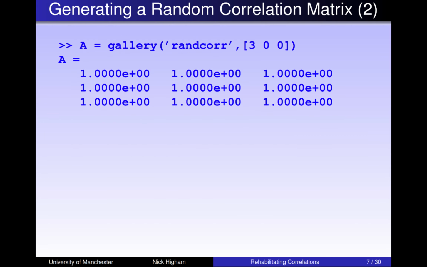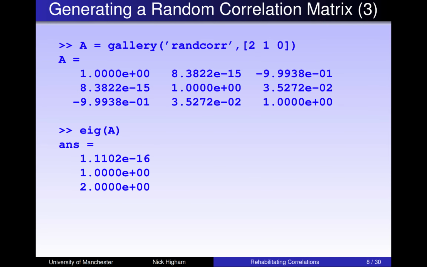Another special case would be to set the eigenvalues to 3, 0, 0. Again, they add up to 3, so these are allowed. So this is going to be a rank 1 matrix because it's only got one non-zero eigenvalue. And as such, it has to be the matrix of all ones. So again, that's a rather special case that's not very interesting. More interesting is 2, 1, 0 as the eigenvalues.